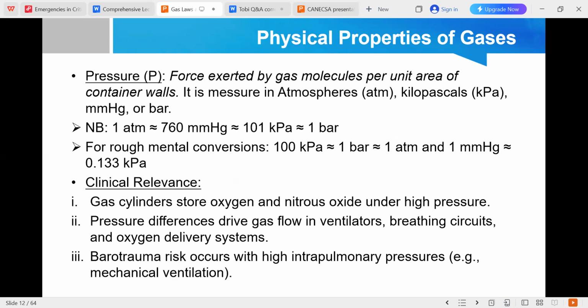So there are some properties of gases we're going to remind ourselves of. Number 1 is pressure. This refers to the force exerted by gas molecules over a unit area of container walls. There are different units of measurement: atmosphere, kilopascals, millimeters of mercury, and bar. The relationship between these units is presented below.